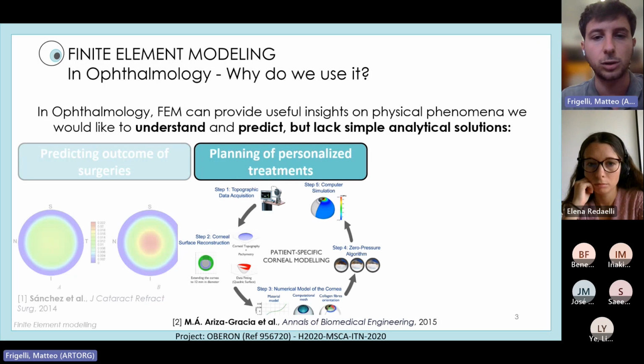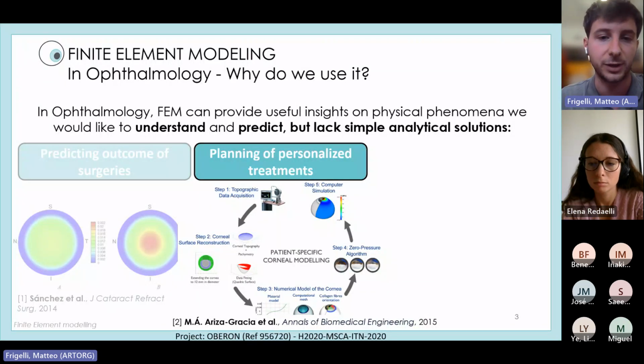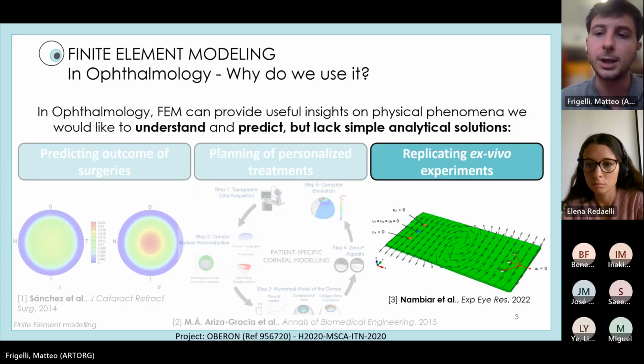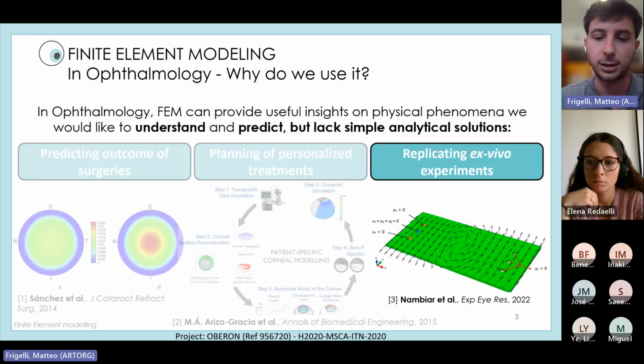It's been employed also in planning of personalized treatments, like in this nice work where they started from topographic data acquisitions, and they also used some experimental data to get a patient-specific simulation of a surgery. And it's also employed to replicate ex vivo experiments and to understand the stresses undergone by the samples during these experiments.